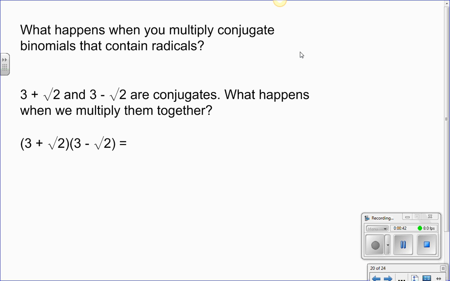So what happens when we multiply conjugate binomials that contain radicals? For example, if we have 3 plus the square root of 2 and 3 minus the square root of 2 and we multiply them together. When we're multiplying binomials, remember we have to FOIL. So we've got the first, so 9. We've got the outside, so 3 and negative square root of 2, so it'll be 3 minus the square root of 2. We've got the inside, so plus 3 square roots of 2. And we've got the last ones: a positive square root of 2 times a negative square root of 2, so that'll be minus 2.